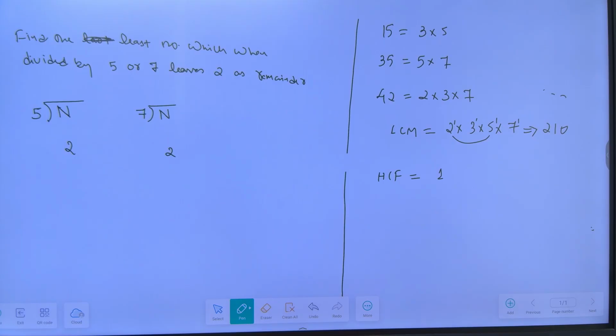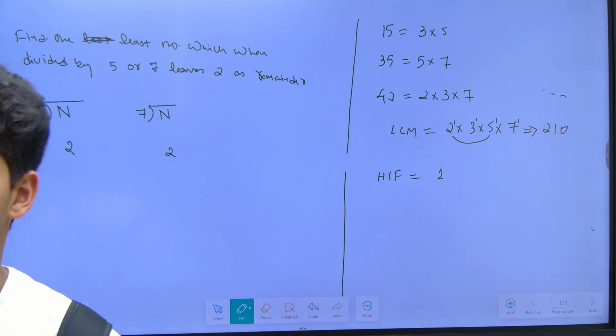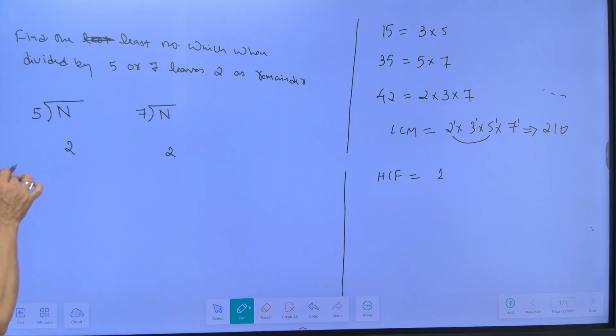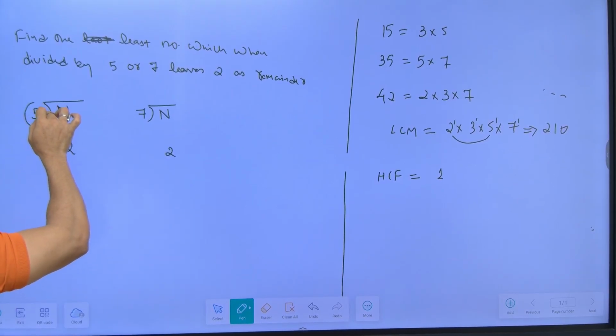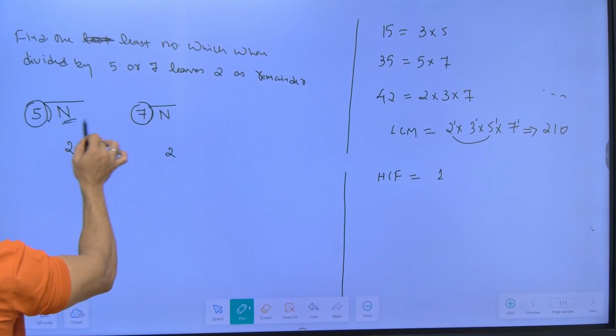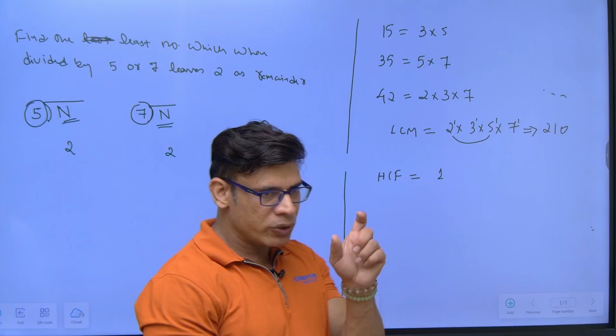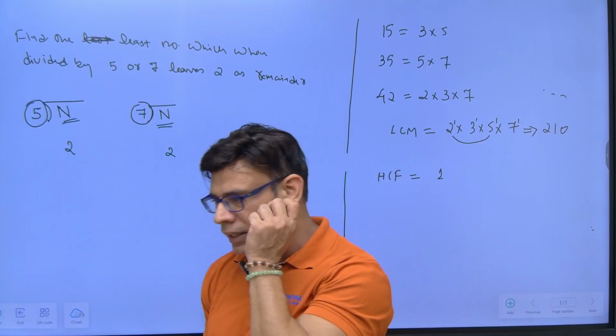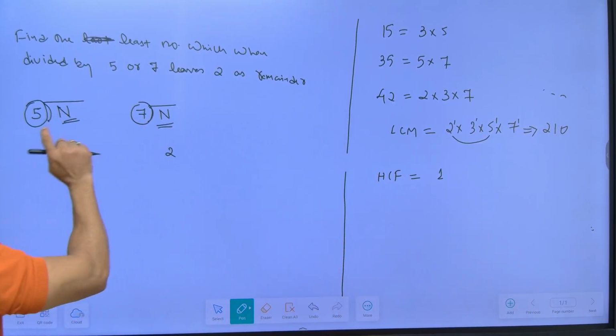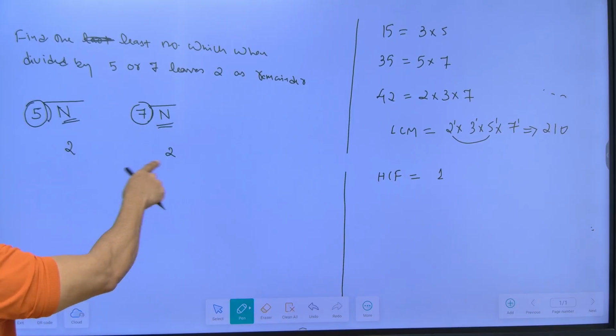You cannot go and do hit and trial here, right? Hit and trial should not be done in such cases. There are infinitely many numbers. How many numbers will you take? So you should know how to find the first number and what things you have to keep in mind. Whenever this is given and this is missing, whenever your dividend is missing, this n is called the dividend, right? This 5 and 7 are called divisors and your remainder is the same.